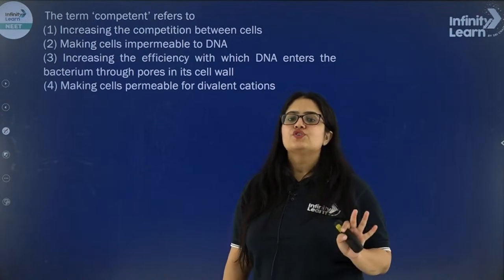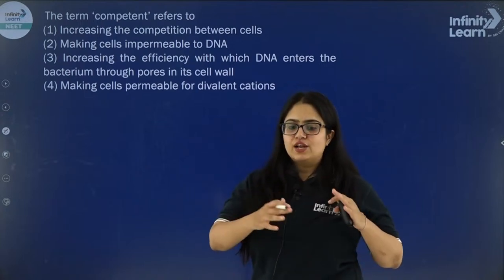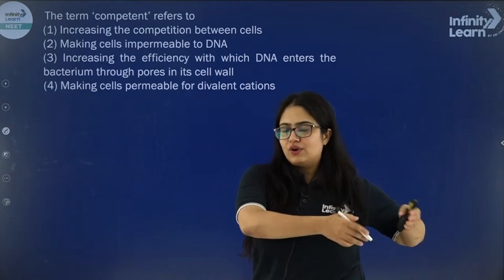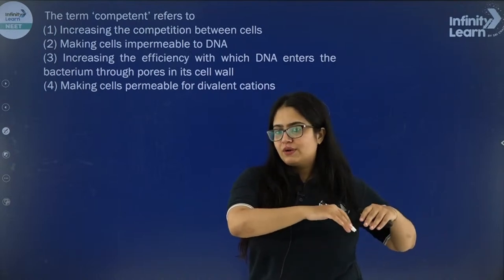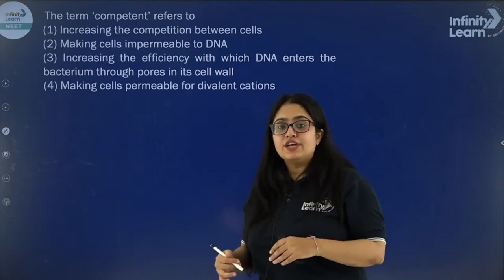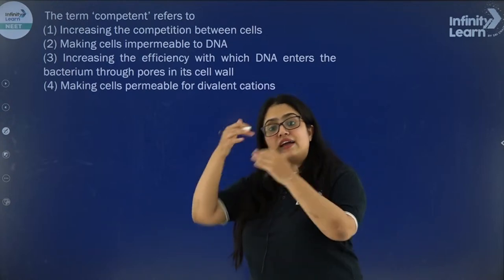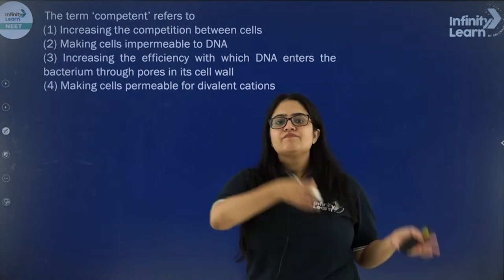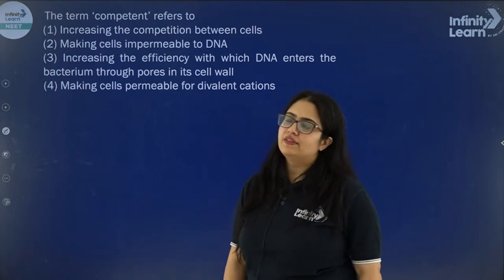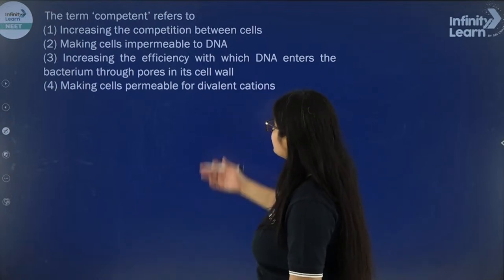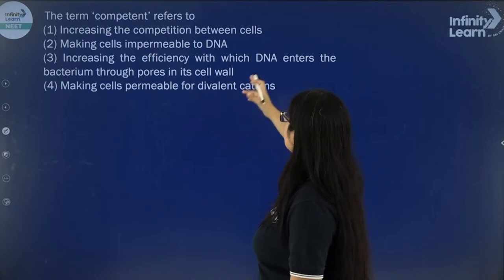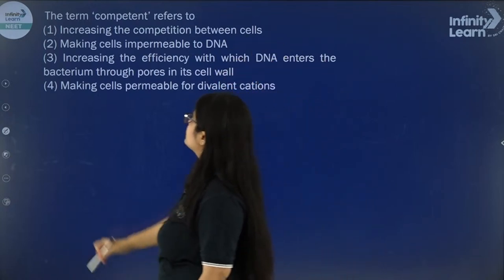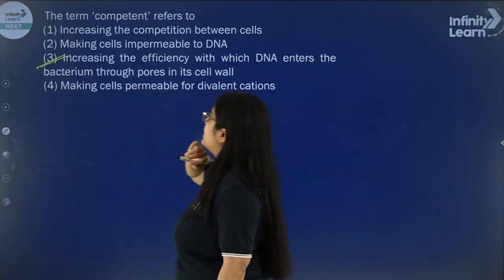So, for that, what you need to do is you need to have a cycle of, first you need to treat it with the, you have to incubate the E. coli, the host, my dear students, in low temperature on ice, and then you have to give the heat shock at 42 degrees centigrade, and again you have to transfer it to the ice. So, by doing all these activities, finally the recombinant DNA will be absorbed by the host cell. So, yes, the third option is right, increasing the efficiency with which DNA enters the bacterium through pores in its cell wall. So, that's how the host is made competent.